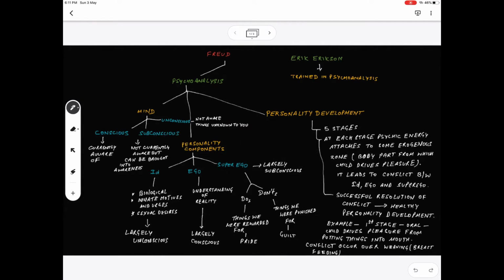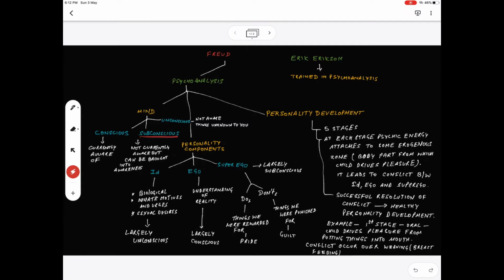In his psychoanalysis, we can say there are three main components: mind, personality components, and personality development. He says that the mind has three conscious levels. One is consciousness itself, which means things that you are currently aware of. For example, you are watching this video, so you are currently aware of what is being discussed in this video. That is consciousness.